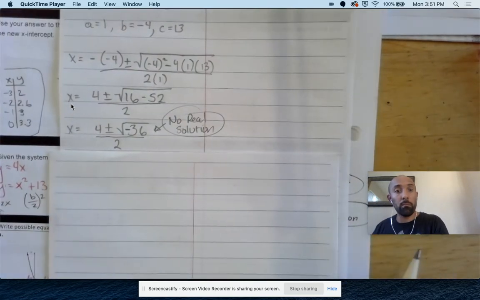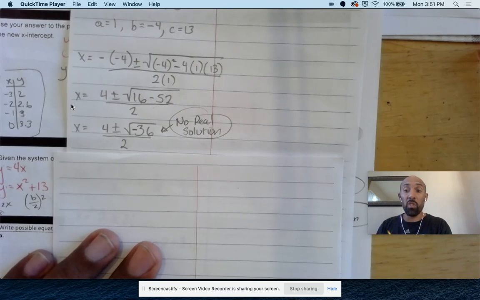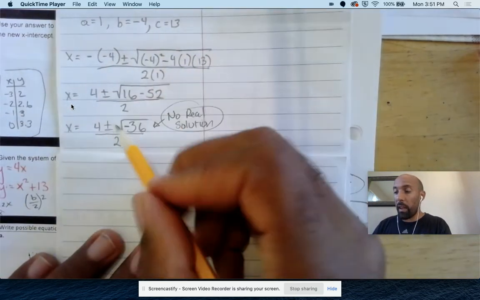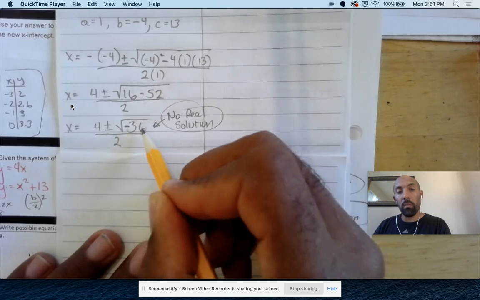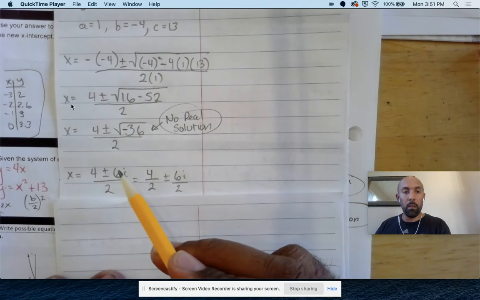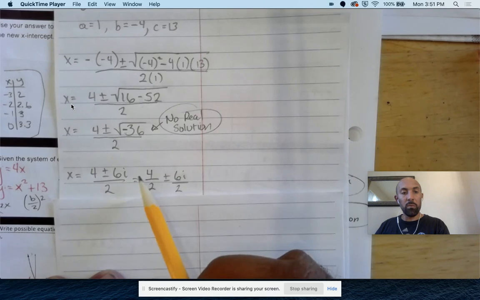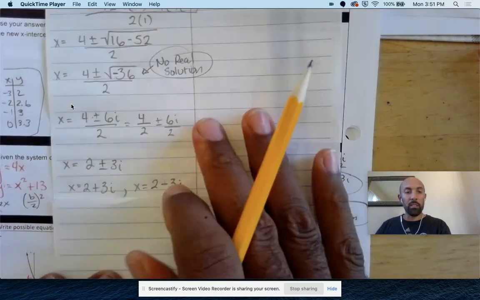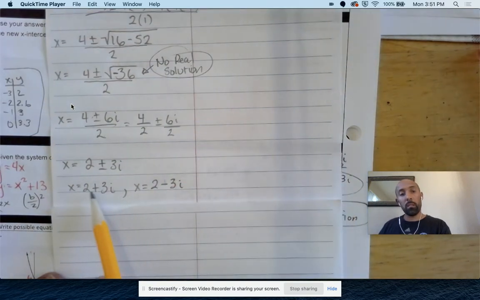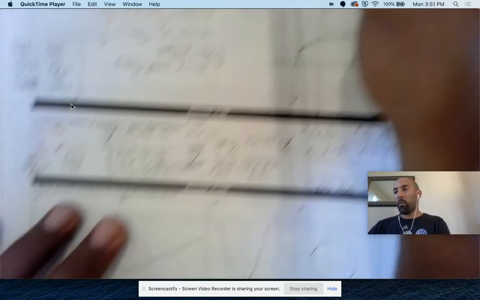Okay, so you're just like, well, there's no solution, basically. Now, if the question asks you for the imaginary solution, you can keep going. And you say, okay, it's a negative, and the square root of 36 is 6, but because it's negative, it's going to be 6i. Okay, and now I'm dividing both of these by 2, the 4 divided by 2, and then the 6 divided by 2. So then I get the same answer that I got when I did completing the square, 2 plus 3i and 2 minus 3i. Okay, so that's what you would end up with if you did the quadratic formula.